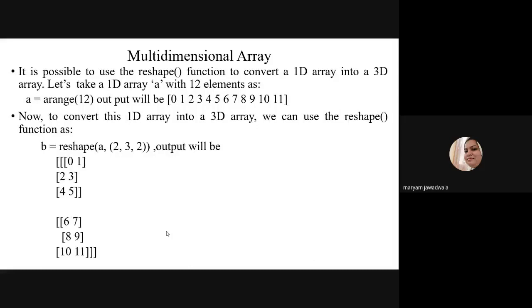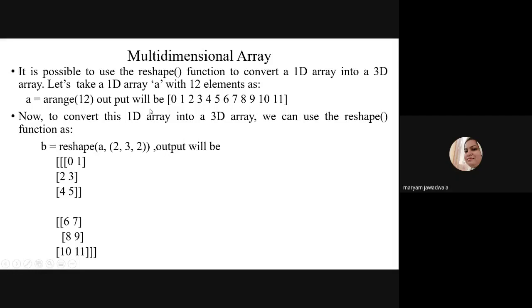Now it is also possible to convert a 1D array into a 3D array using the reshape function, right? So suppose I'm writing one statement a is equal to arange(12). As you already know, the arange method is one of the methods of creating a 1D NumPy array, right? So suppose I write a is equal to arange(12). What will be the output of this function? 12 elements starting from 0 to 12 minus 1, 11. Total 12 elements are present in the 1D array.